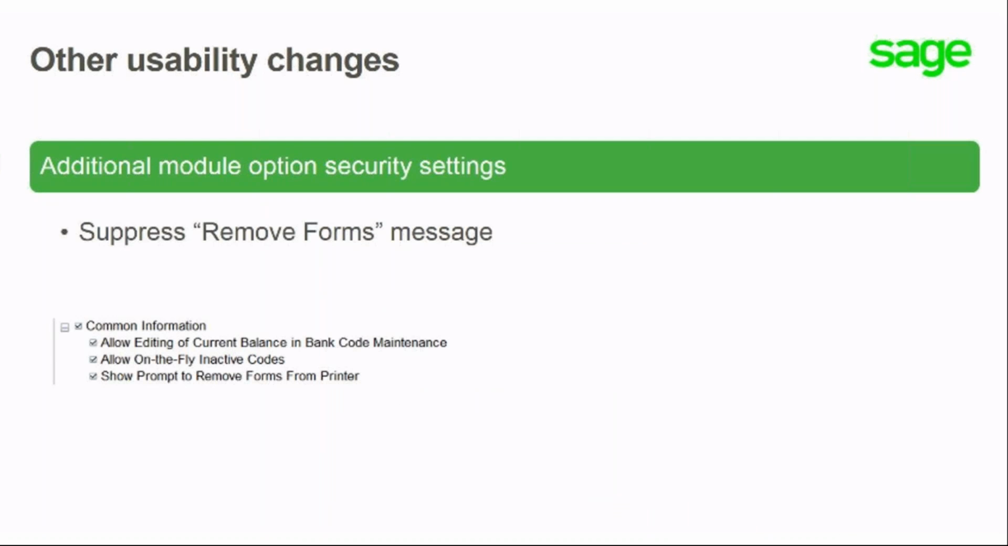There is an additional module option setting that has been requested many times to suppress the remove forms message. If you recall, when printing a form after they have been completed, you get a message to remind you to remove paper after printing. If you no longer want to see this message, you can clear the show prompt to remove forms from printer checkbox in the common information section of role maintenance.